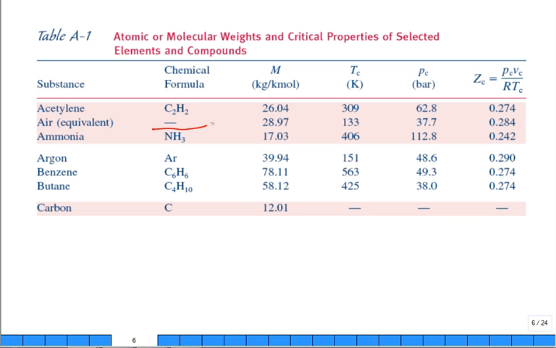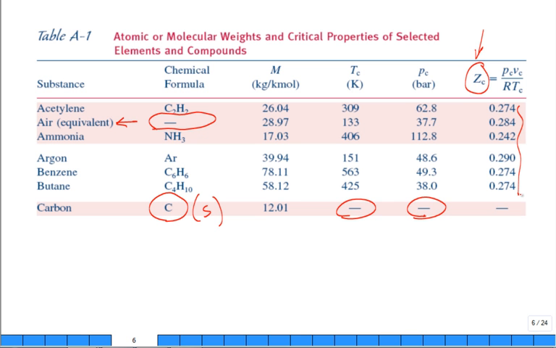Why is there not a chemical formula for air? Because it's a mixture, but we'll treat it as if it's a pure substance for a lot of cases. Why is there not a critical temperature, critical pressure for carbon? It's primarily a solid. It's not a gas. These Z critical, we'll get to it, compressibility factor. Notice they're all about the same at the critical point.